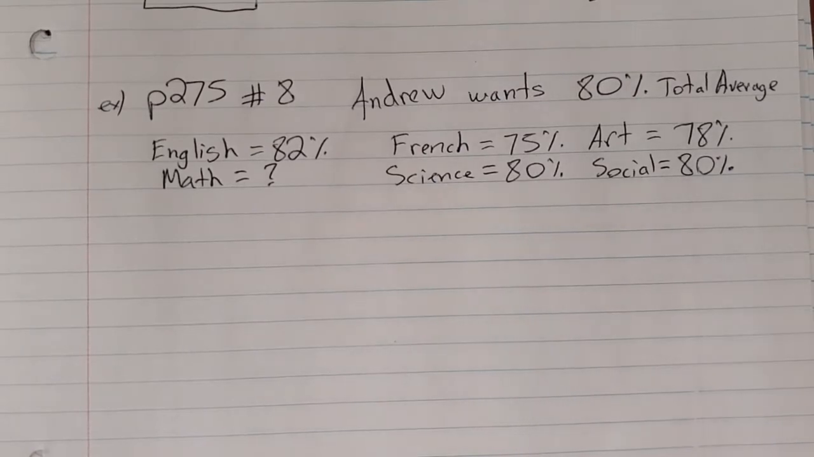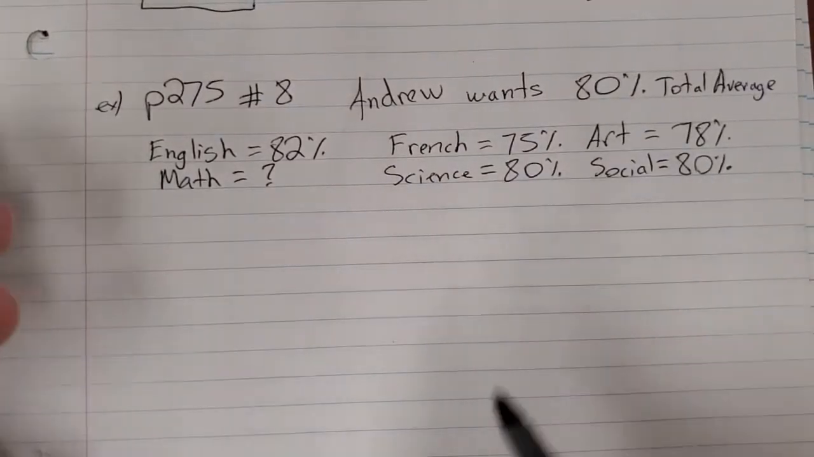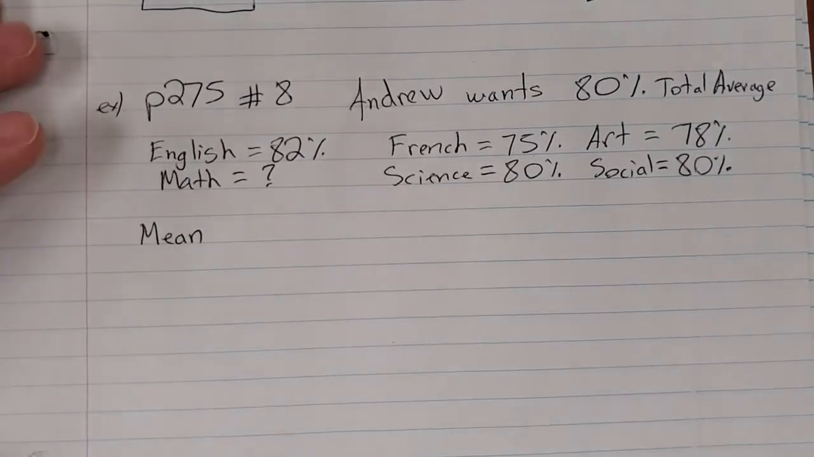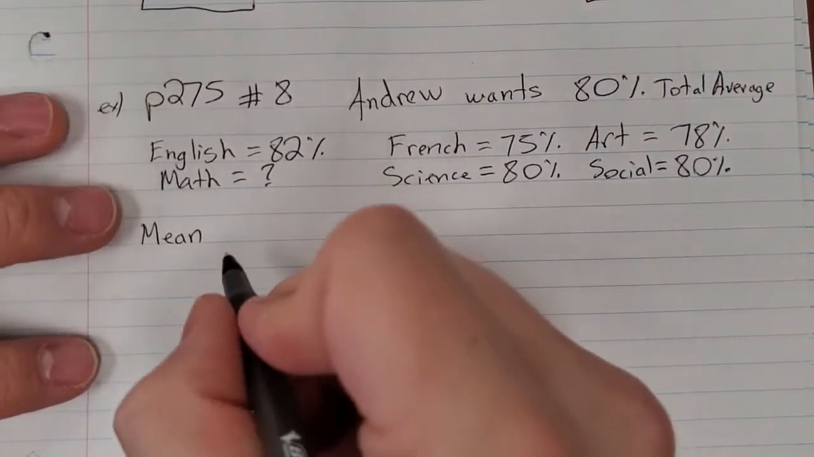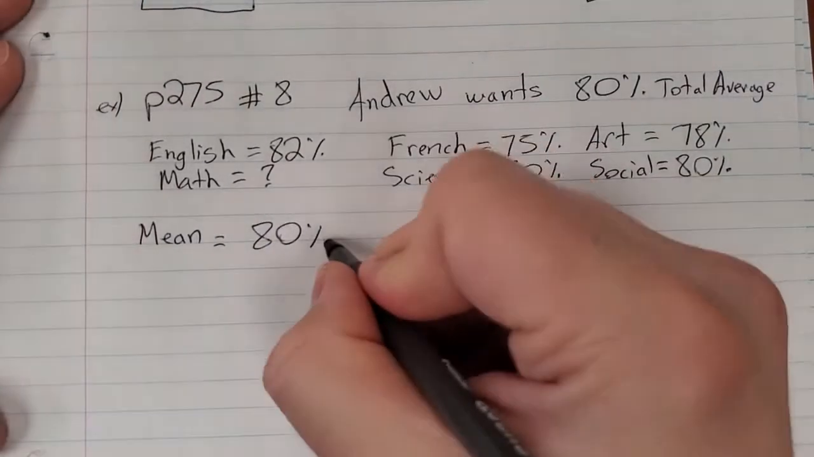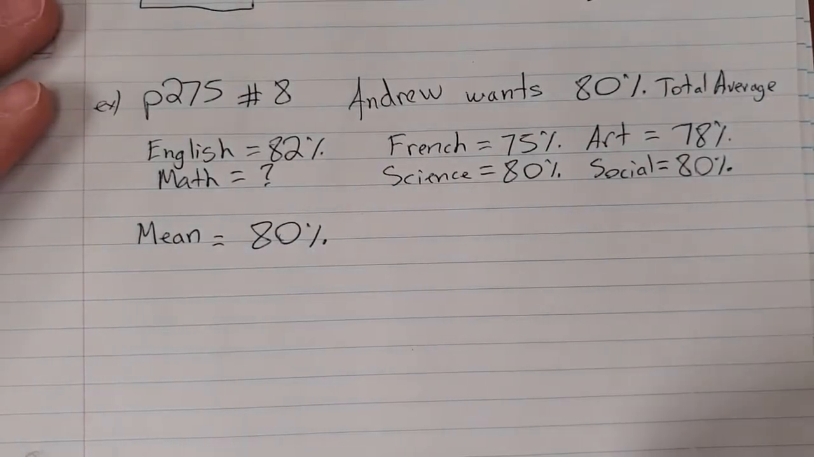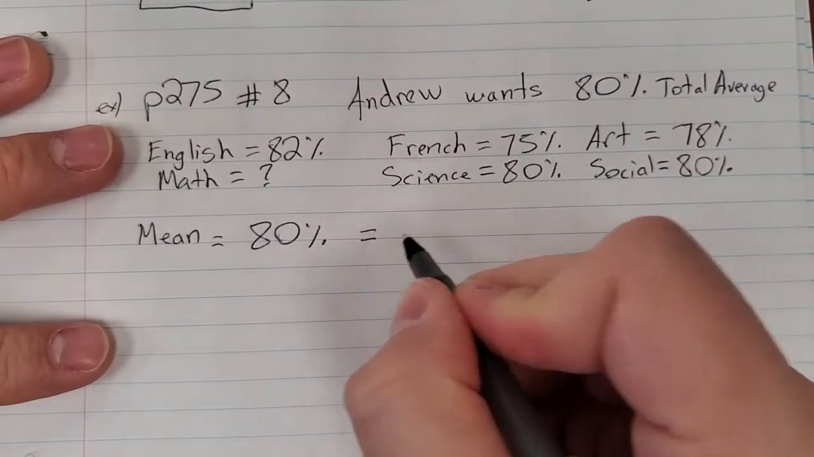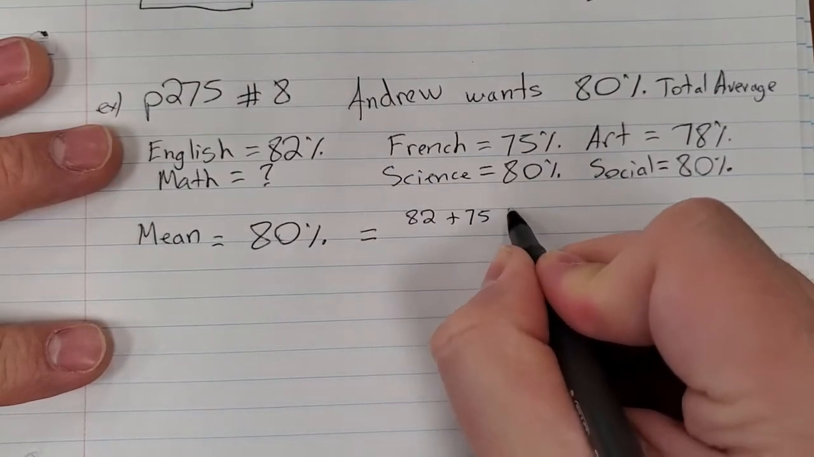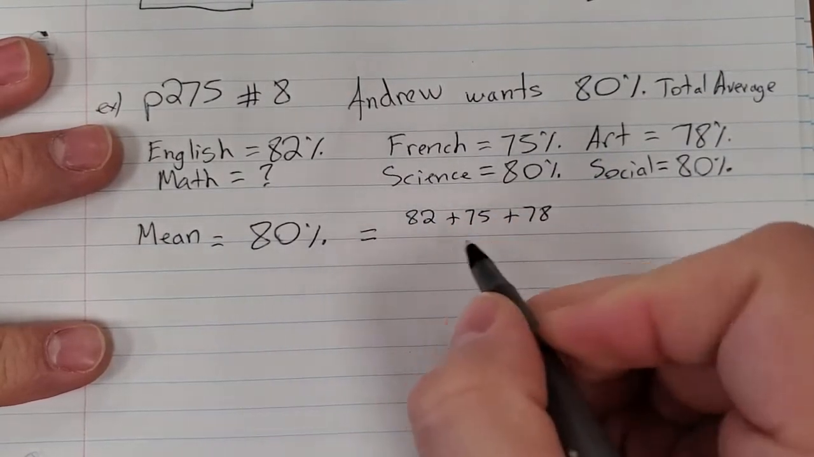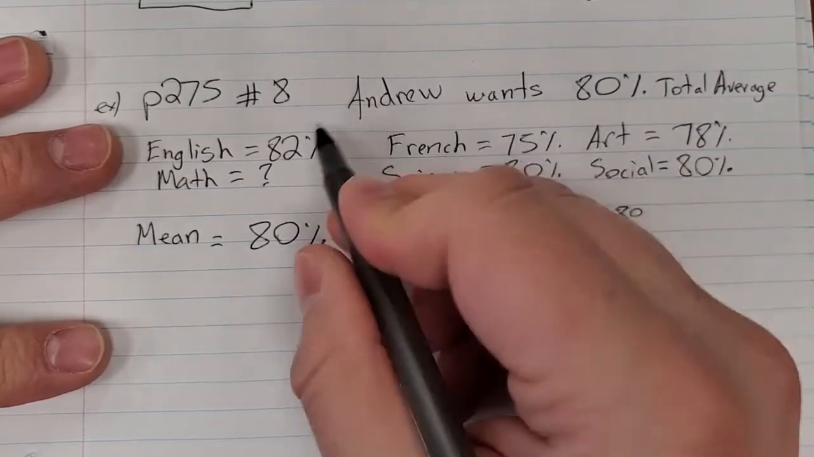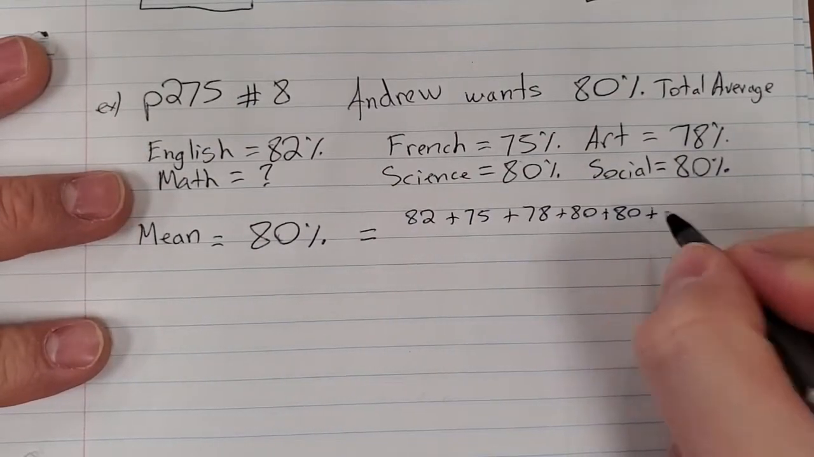Okay? And we know that averages like this, percents, they often are talking about the mean. So he wants a mean of 80%. He wants his mean to equal 80%. Now we know that mean would mean 82 plus 75 plus 78 plus 80 plus 80. It would be all those plus this thing we don't know.